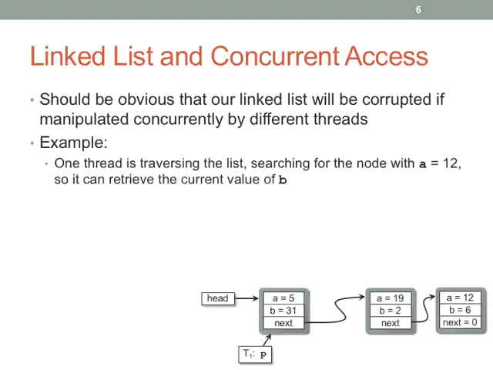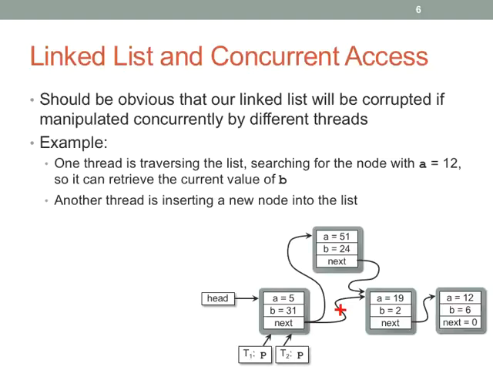So we have T1 here, our first thread traversing the list. It's got a pointer to a node. Notice it's pointing to the first node, and it's looking for A equals 12, so that's obviously going to be toward the end of the list. And another thread is inserting a node into the list. Okay? So clearly, depending on how we do this, we can run into huge trouble.